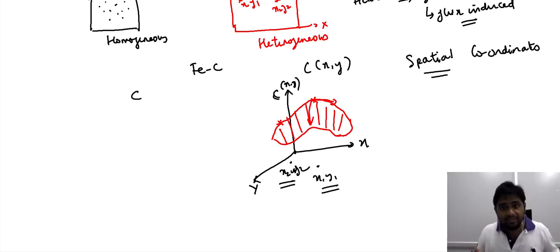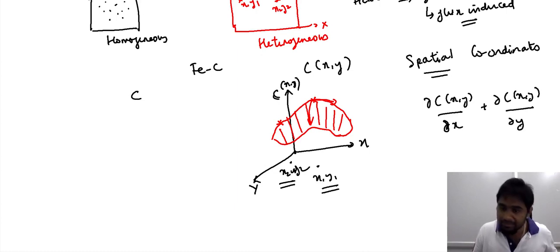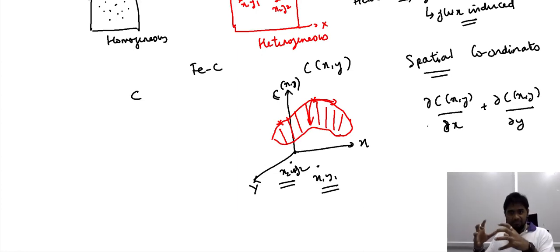So that can be understood if I take the partial derivative of my concentration with respect to one of the axes and sum it up with the partial derivative of my concentration with respect to the other axis. So what essentially I have done is, I have a concentration function. This is possible because I am considering a heterogeneous system.